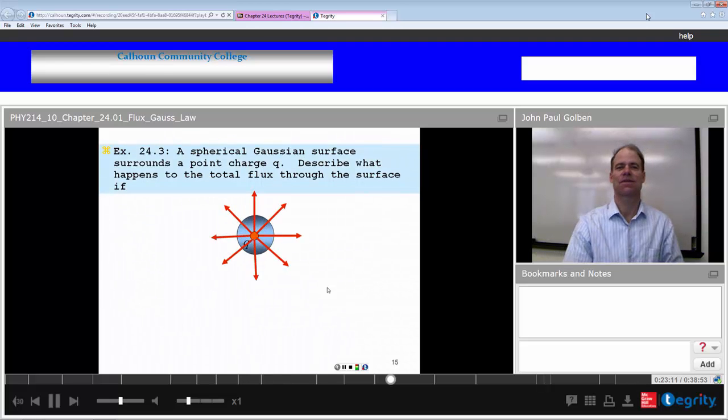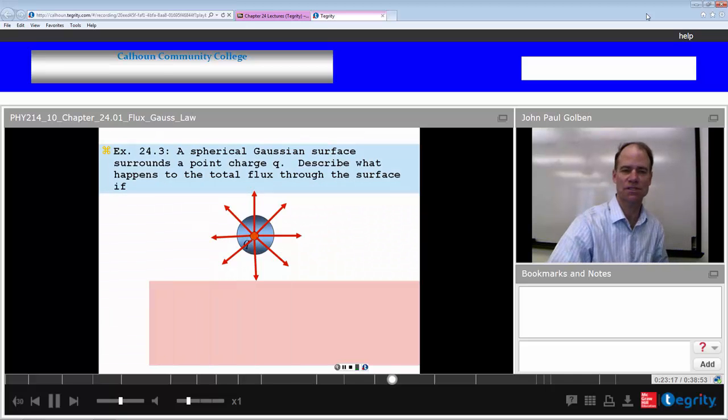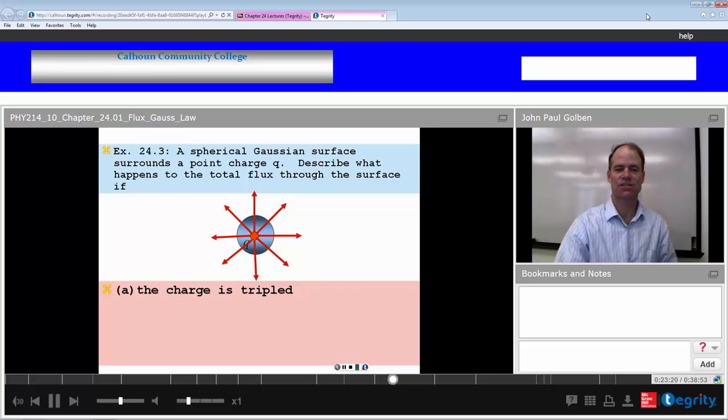Take a look at this. A spherical Gaussian surface surrounds a point charge Q. Describe what happens to the total flux through this surface if the charge is tripled. So I have this charge enclosed in this surface. What's going to happen if I triple the charge, increase it by 3 times? Well, if I were drawing the electric field lines, if I increase the charge by 3 times, I would have to draw 3 times as many lines to indicate the stronger field. Hence, the flux that would go out through the surface would be 3 times as much. So the flux is proportional to the charge, and if I triple the charge, I'll have 3 times the flux.